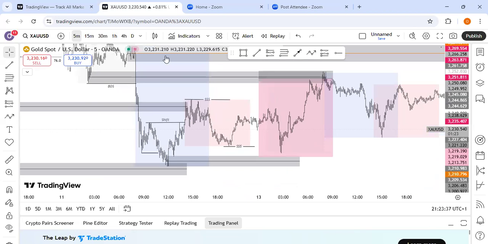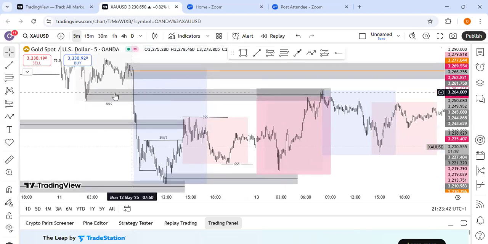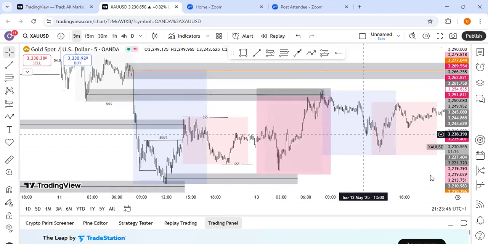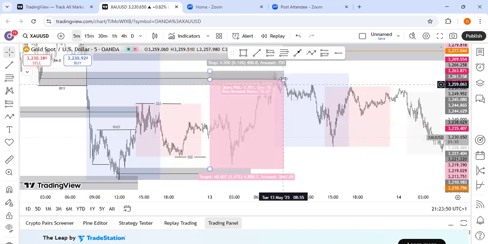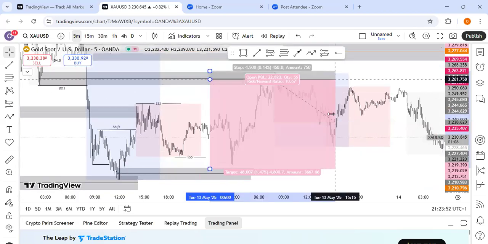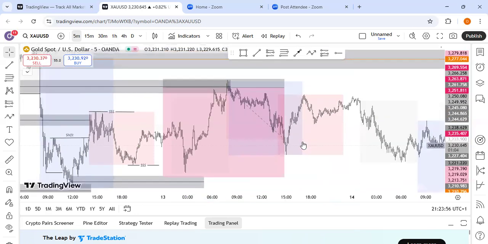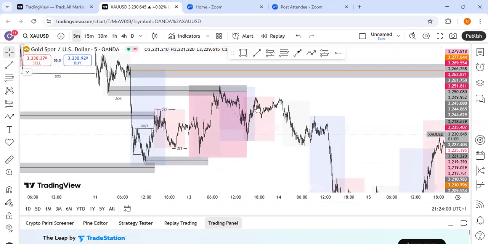This is a mitigation block, and this is another block above it. Mitigation comes before other blocks according to the premium and discount arrangement, the PD array. So that's exactly what caused this entry. This one is normally a 10 RR setup, but I will not lie, I've already closed at 5 RR.